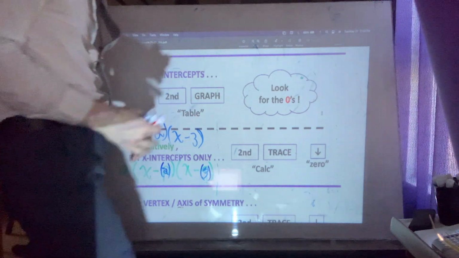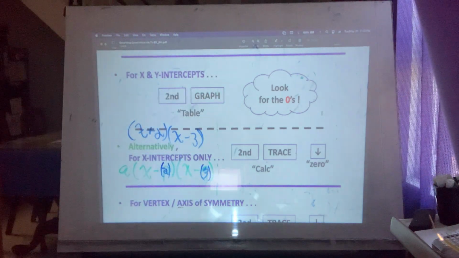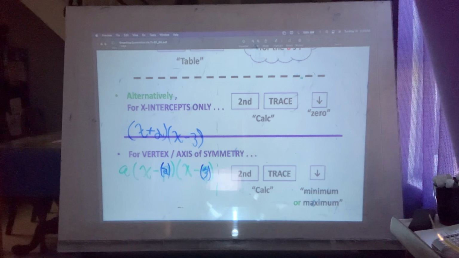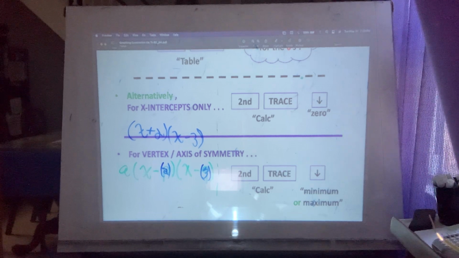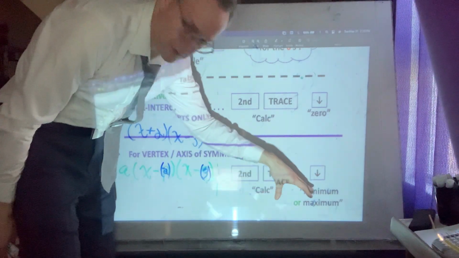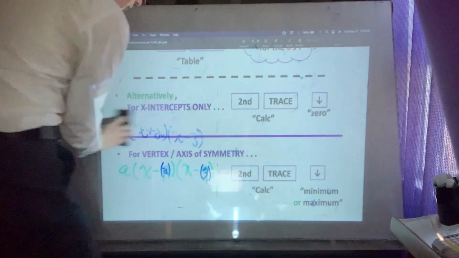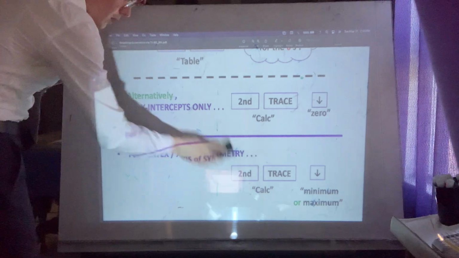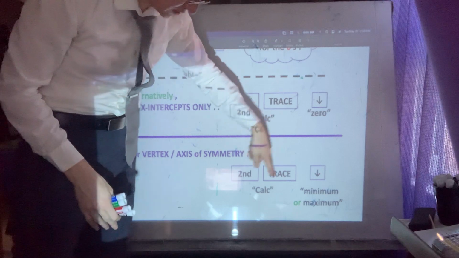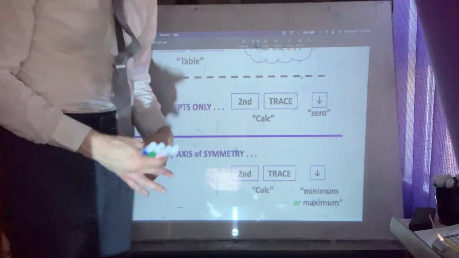All right. If you want to get to the vertex, all right, there's another name for the vertex. There always seems to be another name, right? And that would be a minimum or a maximum depending upon whether the parabola is facing up or it's facing down, wilting or blooming. So, once you have your parabola entered into your calculator, again, you can hit second trace to engage the calc feature and then choose what you expect is either the minimum or the maximum.